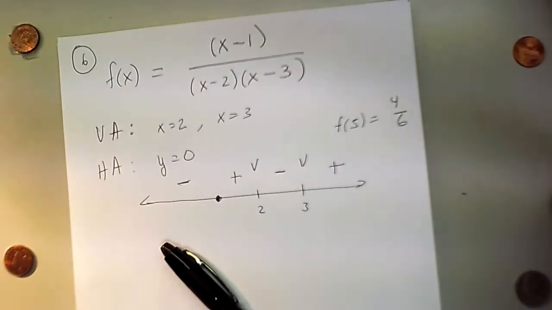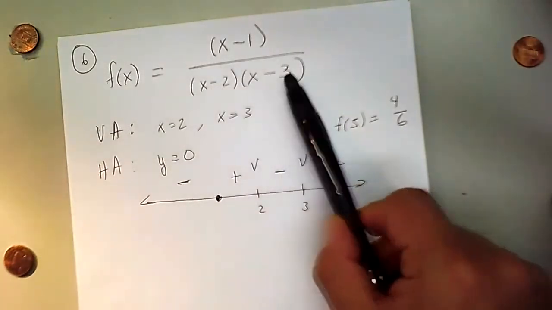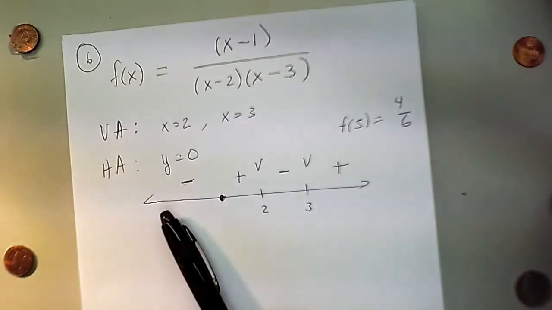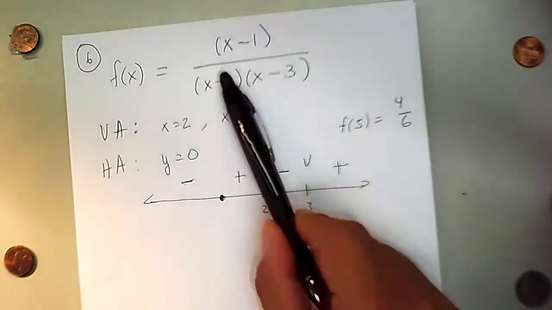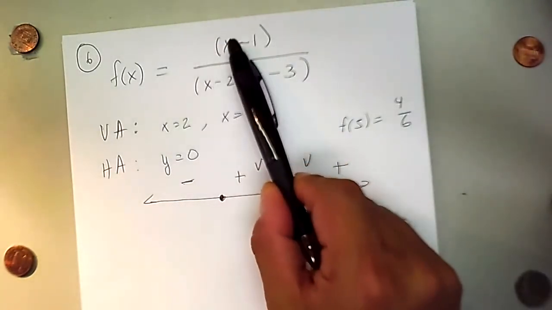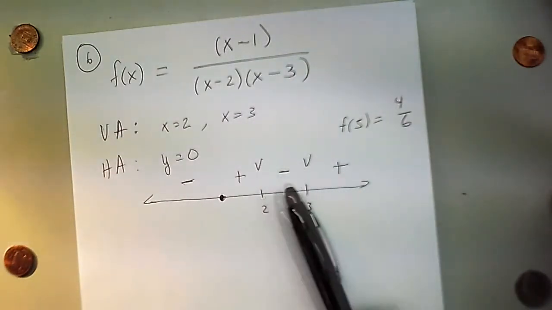So if we have single factors, a single x minus 1, a single x minus 2, and a single x minus 3, the signs will alternate. If you're in doubt, you can always plug in a number, such as 2.5 in here, and then figure out whether the number is positive or negative. If you plug in 2.5, we're going to end up with a negative number. And that's why the sign between 2 and 3 is negative.